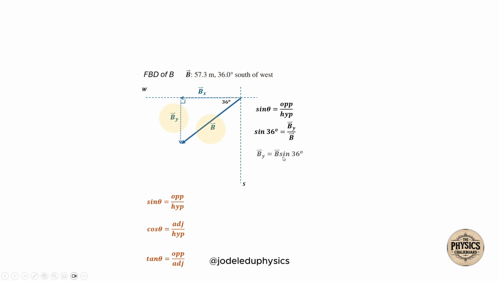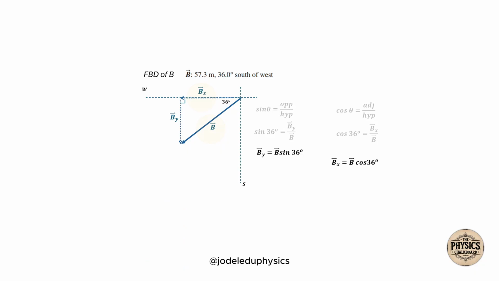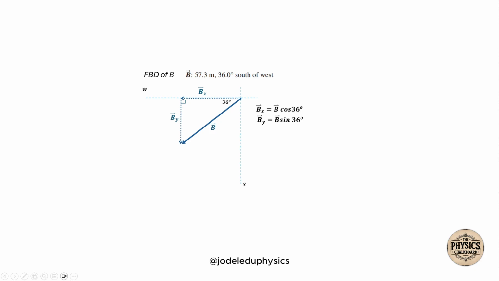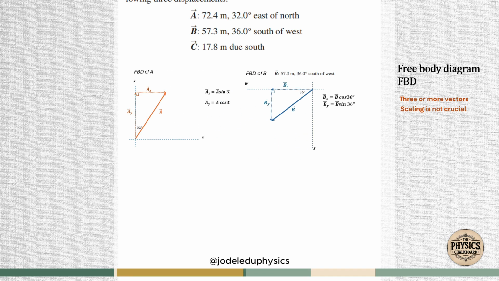You may pause or replay this section if you need more time to follow how we build and label the equations. Important reminders. Vector B is moving to the left, negative x direction, and downward, negative y direction. This means that both B sub x and B sub y will have negative values in your final component table. The FBD of vector C can be quickly illustrated because it lies on the y-axis going south.